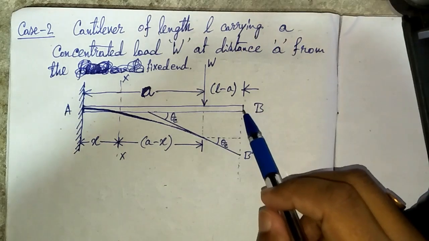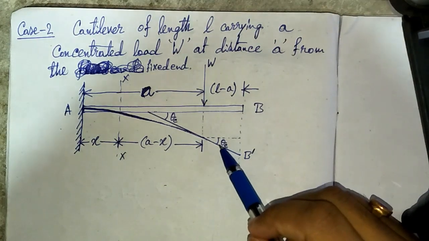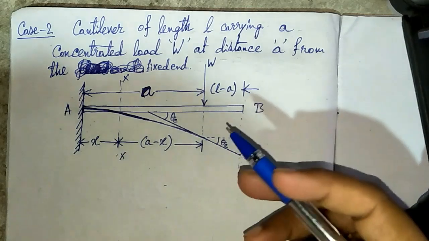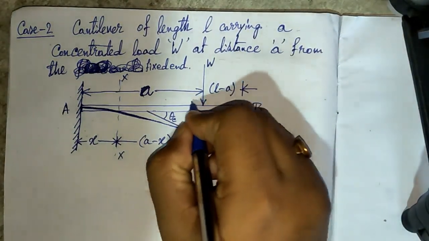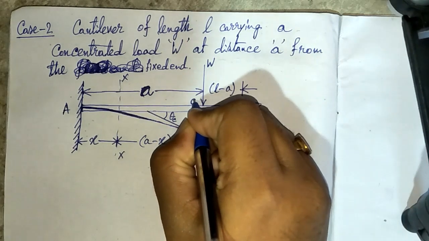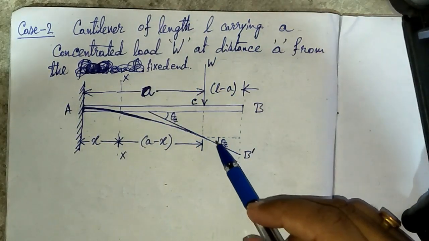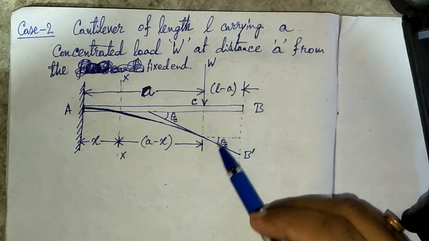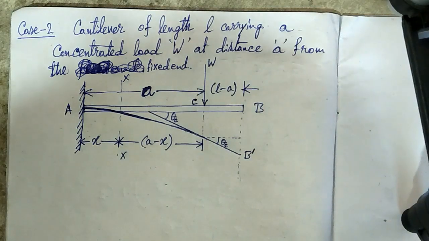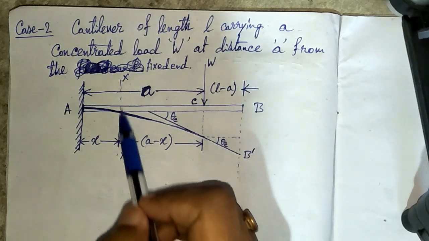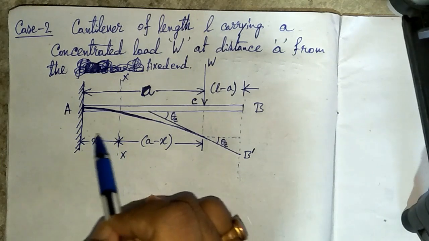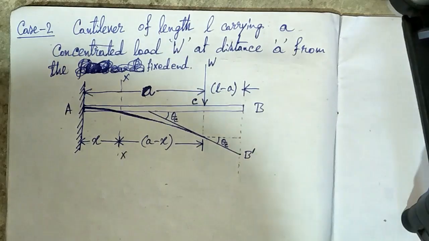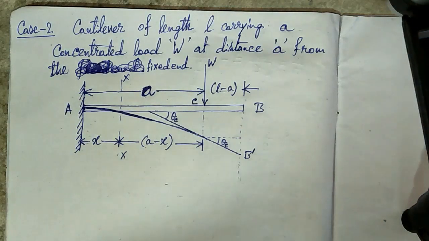Suppose we are assuming that this point is C. The slope at this point is theta c. Let's start, and this is the xx section. The distance of the xx section is x from the fixed end.